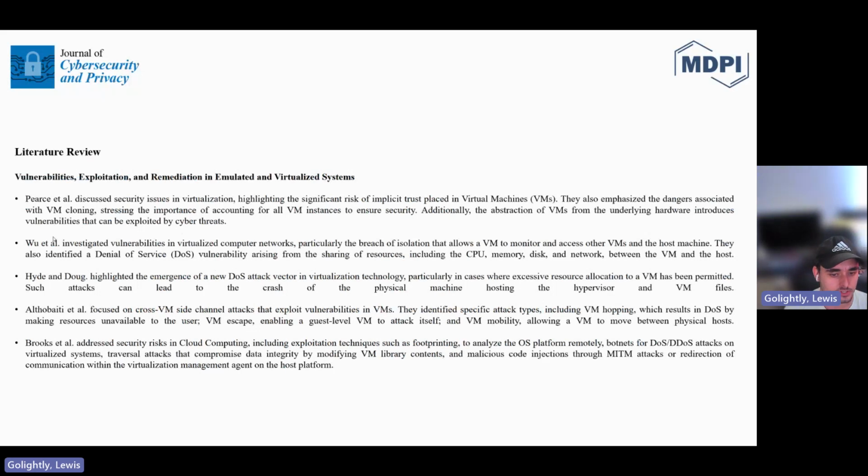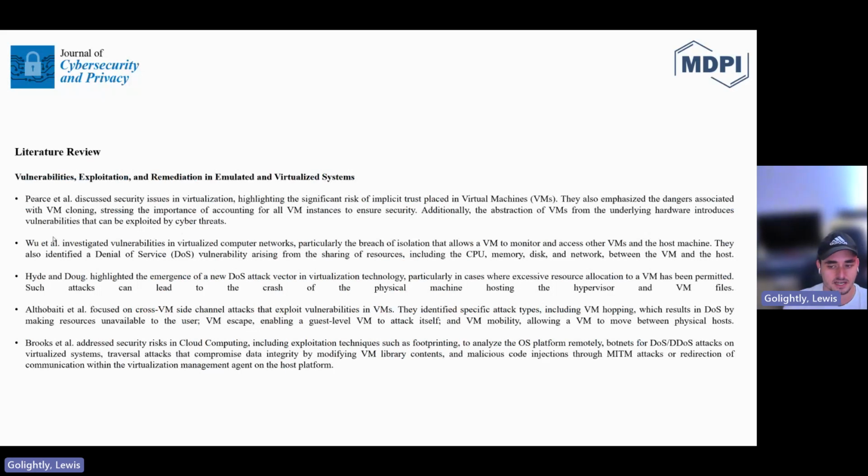Hyde and Doug highlighted the emergence of new DoS attack vectors in virtualization technology, particularly in cases where excessive resource allocation to a VM has been permitted. Such attacks can lead to the crash of the physical machine, host, and the hypervisor, and further VM files. Astrobacy focused on the cross-VM side channel attack that exploits vulnerabilities in VMs.